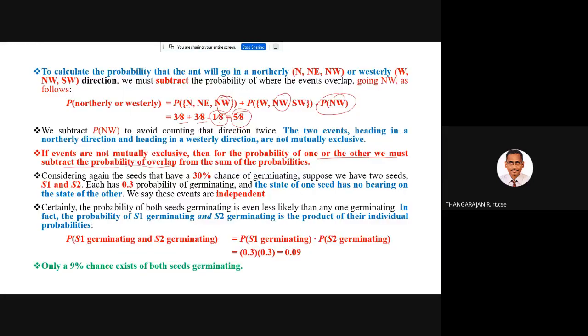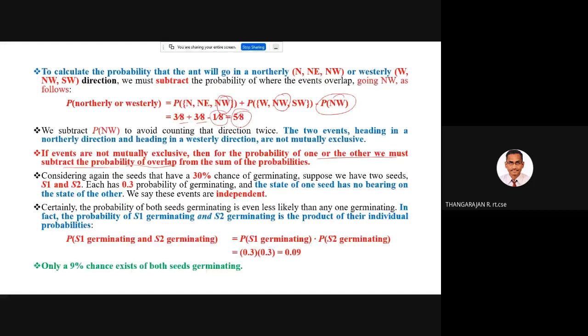Now here I have taken another example. Say, for example, you take two seeds and you put two seeds into the soil. Now the two seeds are two exclusive events.